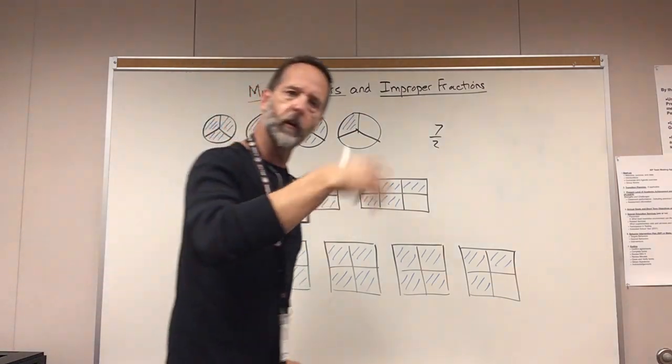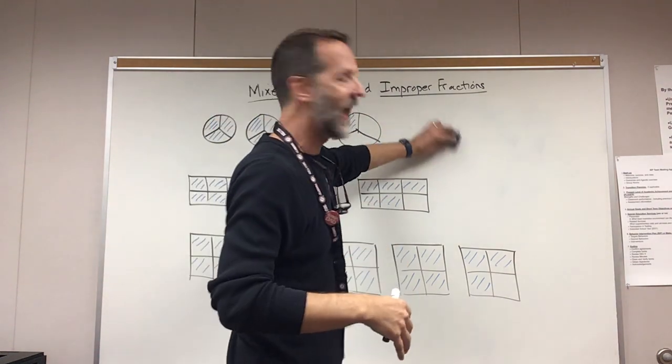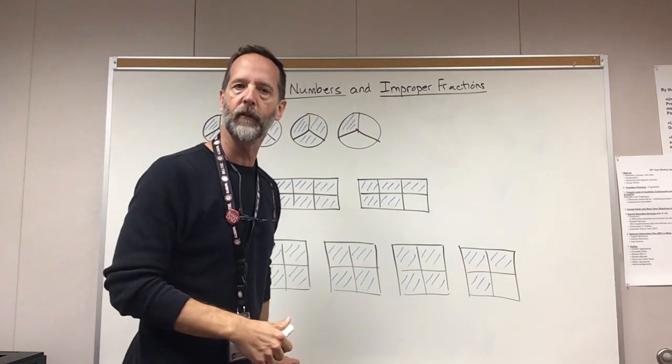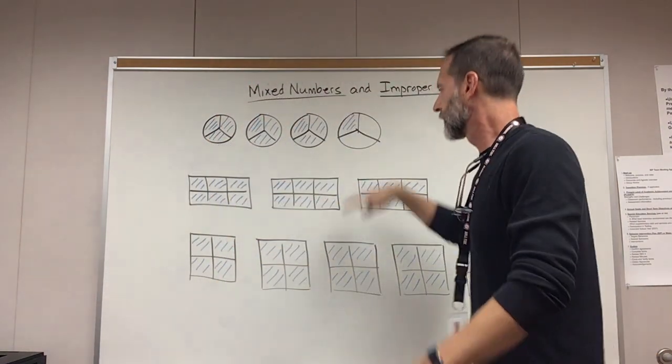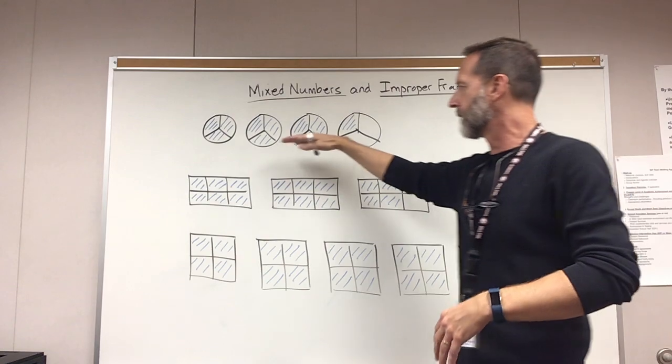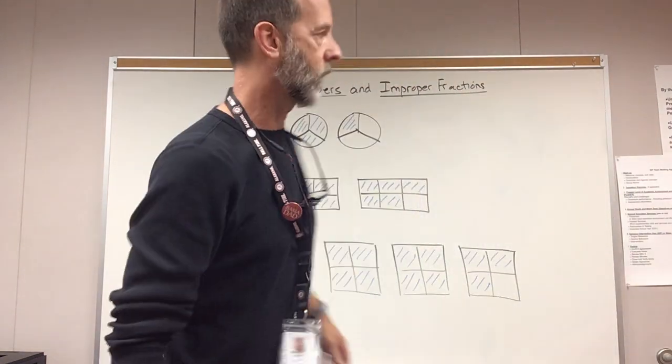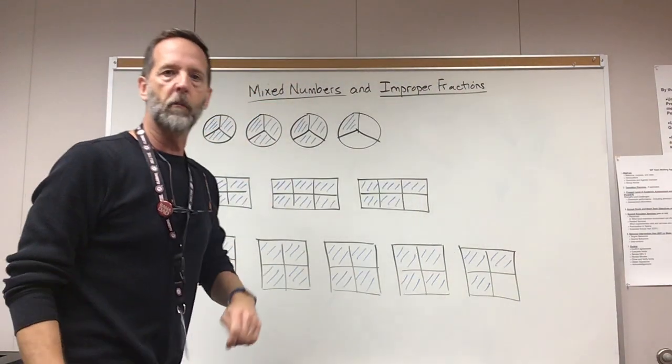Okay, and I'm going to try to give you a visual to show you why and how you could have an improper fraction. Let's take a look. I have 3 sets of figures here. We're going to look at one set at a time. Let's take a look at my circles. Okay, let's do the mixed number first.